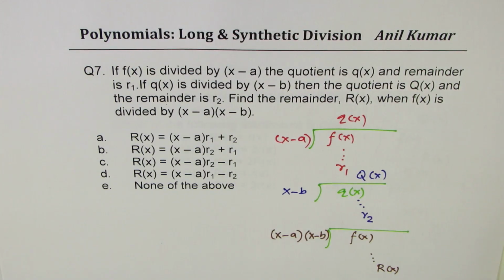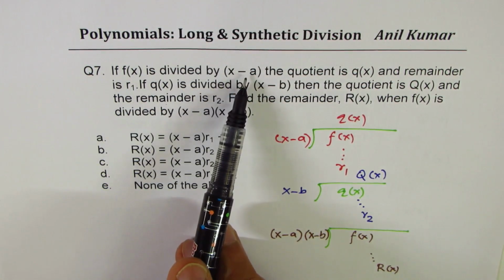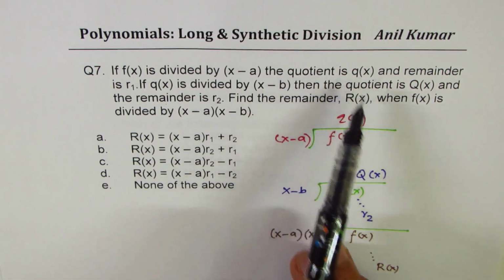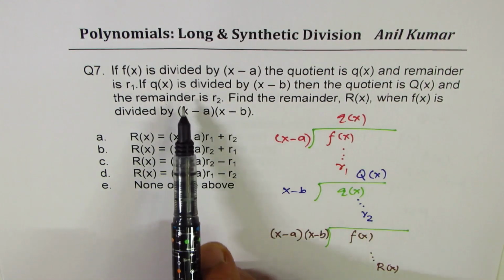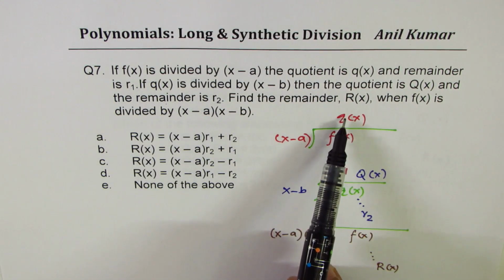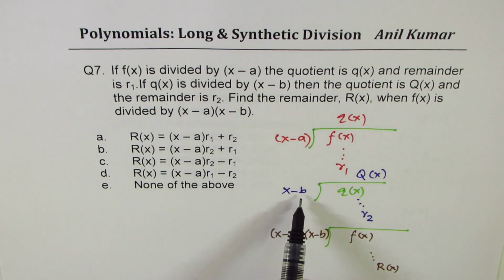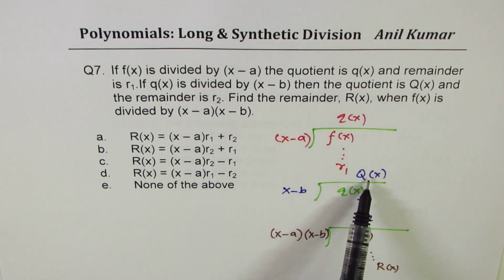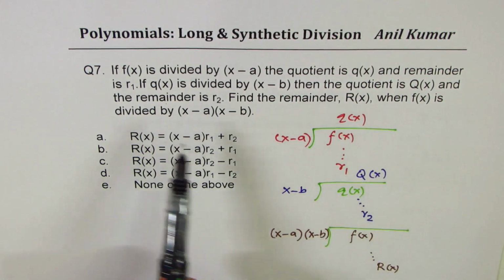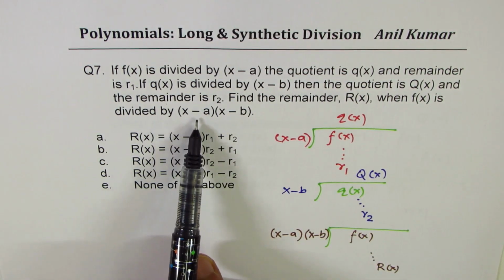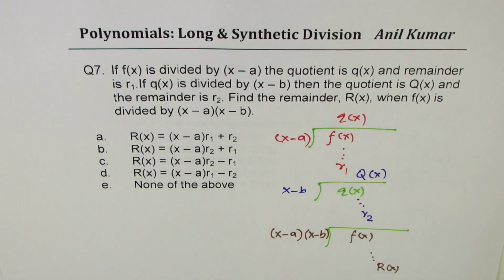Perfect. Now let us see how to solve question number 7. If f of x is divided by x minus a, as explained earlier, the quotient is lowercase q of x and the remainder is r1. If q of x, that quotient, is divided by x minus b, then the quotient is capital Q of x and the remainder is r2. Find the remainder capital R of x when f of x is divided by the quadratic function x minus a times x minus b. Is that clear? How can we do this question?